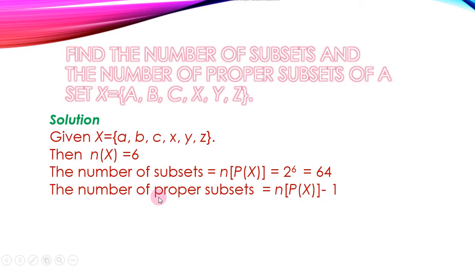Next, the number of proper subsets equal to n of P of X minus 1, that is equal to 2 power 6 minus 1. 2 power 6 value 64. How? 2 into 2 into 2 into 2 into 2 into 2. 6 times we must multiply the number 2. So 64 here, so 64 minus 1, that is 63.